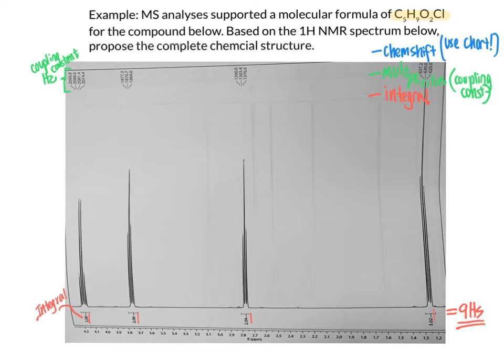So I'm going to start with this signal over here that integrates to a value of 3. Generally speaking, I love integrals of 3 because typically, the vast majority of times when you have an integral of 3, what that is representing is a methyl group. And so I'm going to sketch in a methyl group here, a CH3 group, and keeping in mind that this is a 3 proton signal, I'm just going to label it 3H, just doing my scratch work here.